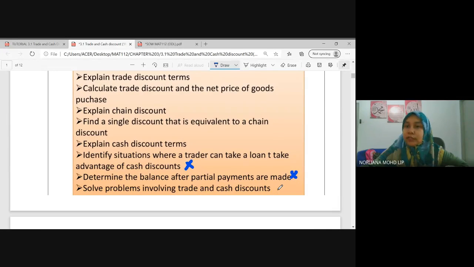Okay, so kalau dalam textbook, awak boleh refer. Trade and cash discount ni under textbook under chapter 5, page 100. Okay, so dalam textbook tu ada subtopik yang dah tak ada lah dalam syllabus. Contohnya 5.7 tu dah tak ada. Borrowing to take advantage of cash discount, itu dah out of syllabus, and partial payment. 5.7, 5.8, dua ni lah yang tak ada. So textbook tu kalau awak nak buat revision lah, yang tu tak perlulah.